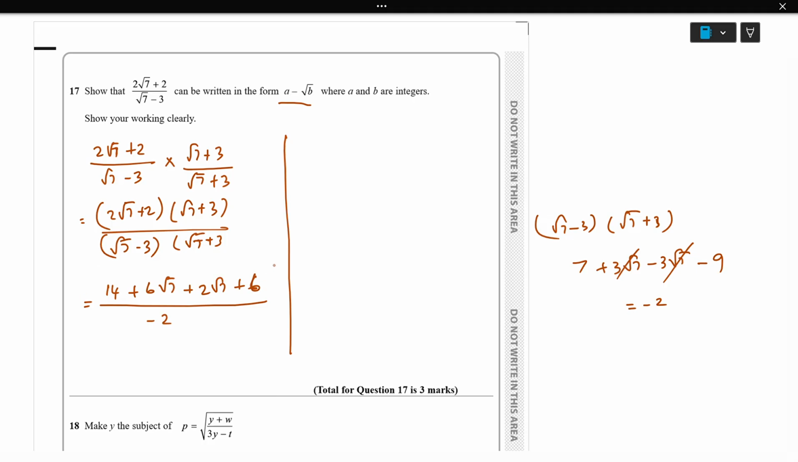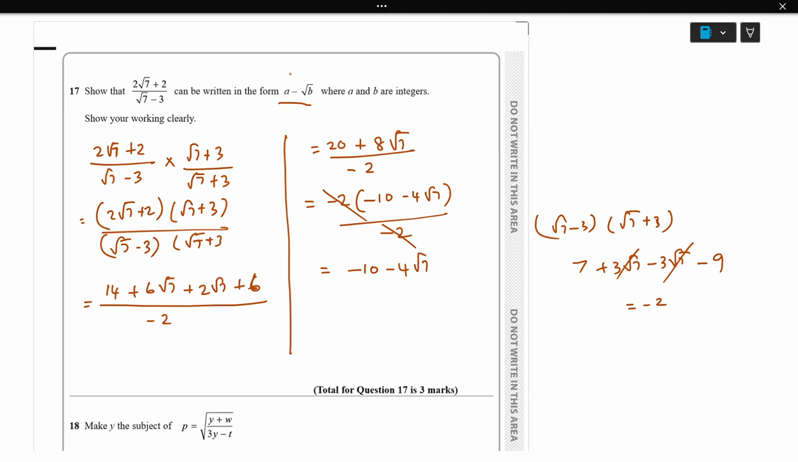Numerator, when you simplify: 14 plus 6 is 20, plus 6 root 7 plus 2 root 7 is 8 root 7, over negative 2. We need to simplify the numerator. I'll bring a negative 2 outside, so negative 10 and negative 4 root 7 over negative 2. So negative 2 got cancelled: minus 10 minus 4 root 7.